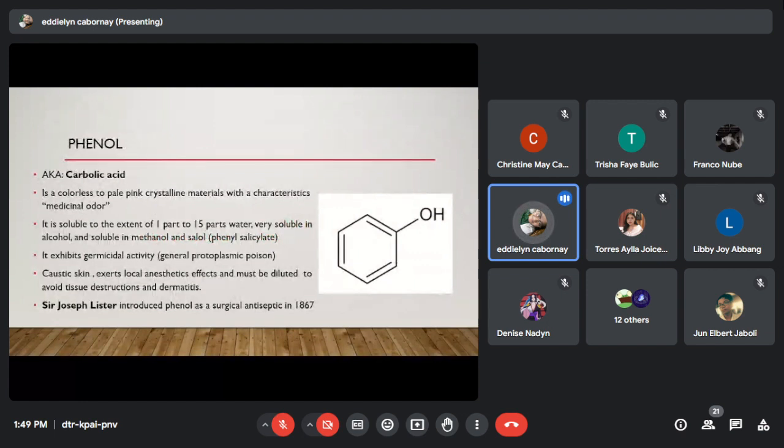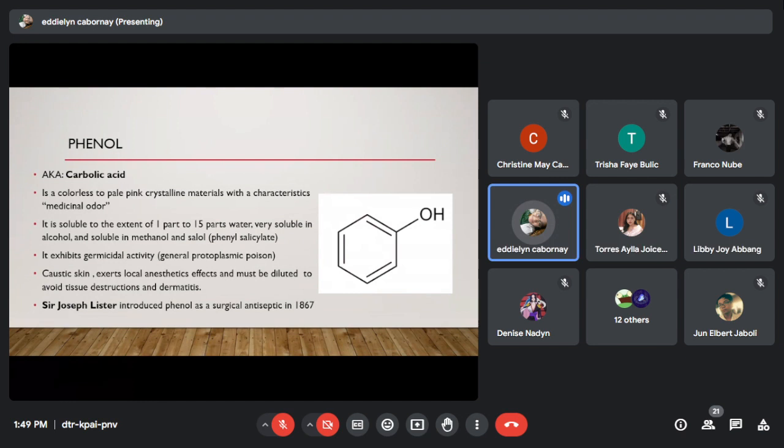Again, phenol, the other term is carbolic acid. It is a colorless to pale pink crystalline material with a characteristic medicinal odor. It is soluble to the extent of 1 part in 15 parts water, very soluble in alcohol, and soluble in methanol and phenyl salicylate. It exhibits germicidal activity, generally as a protoplasmic poison.